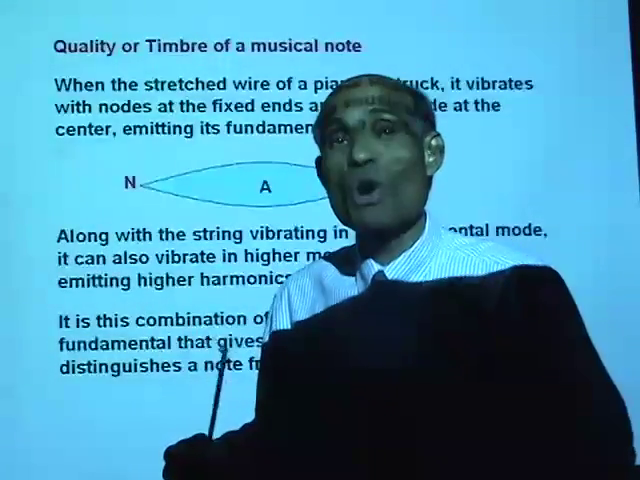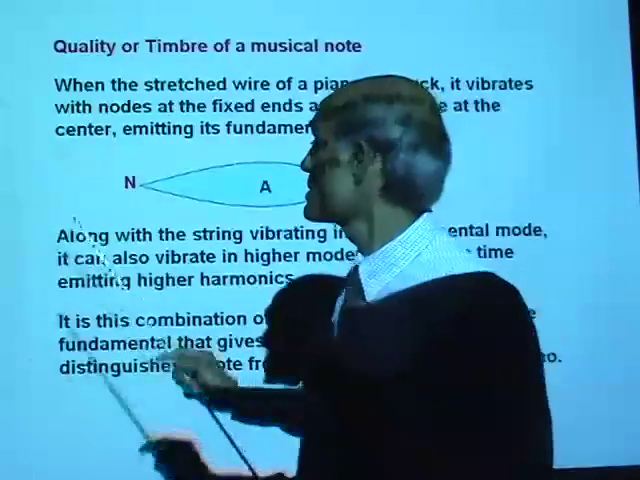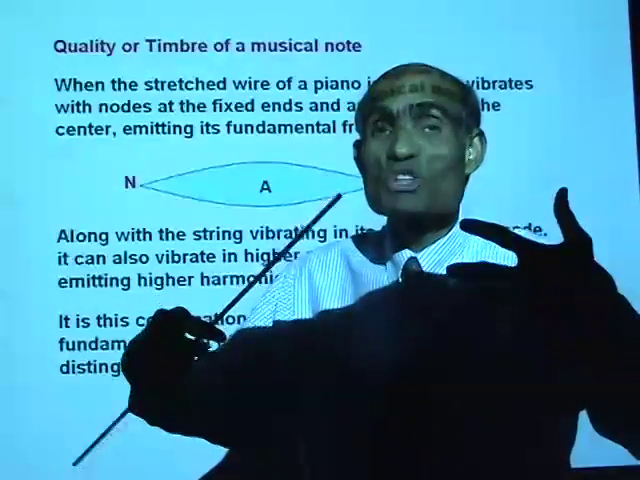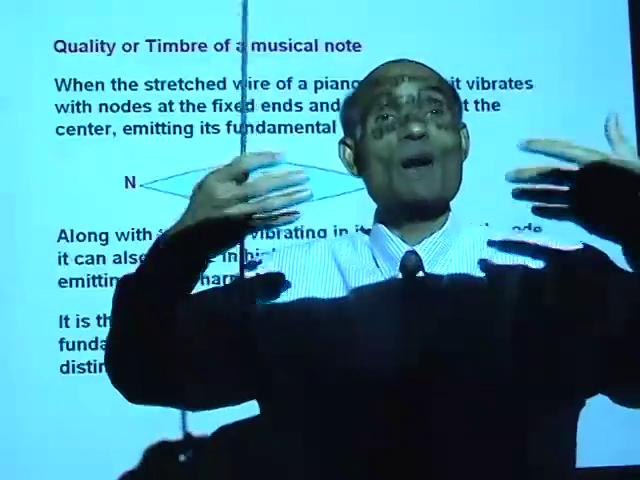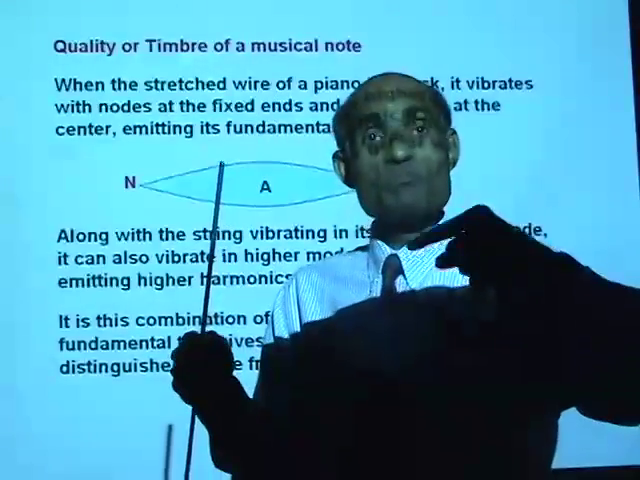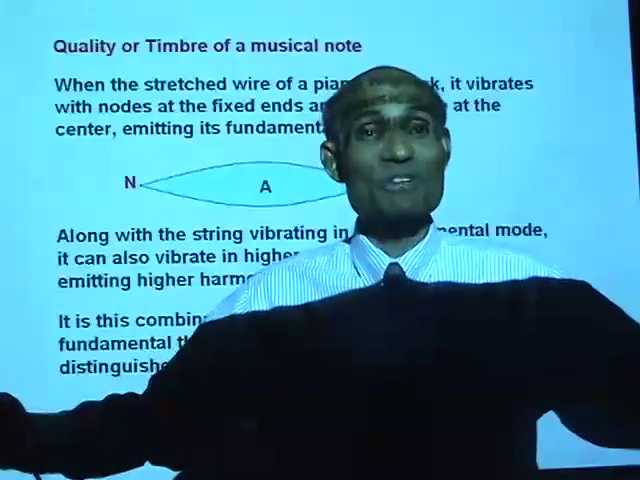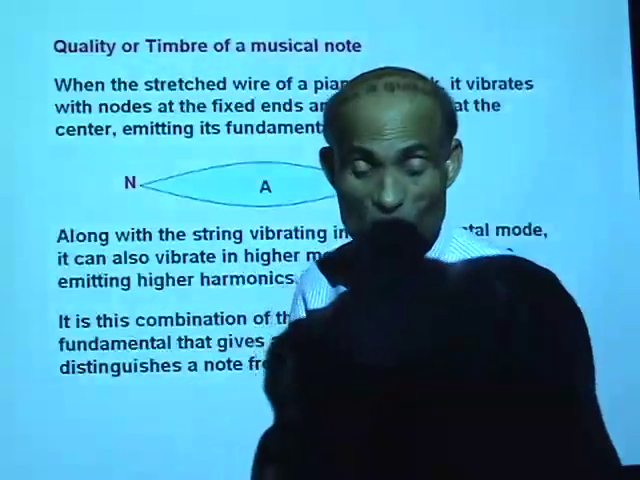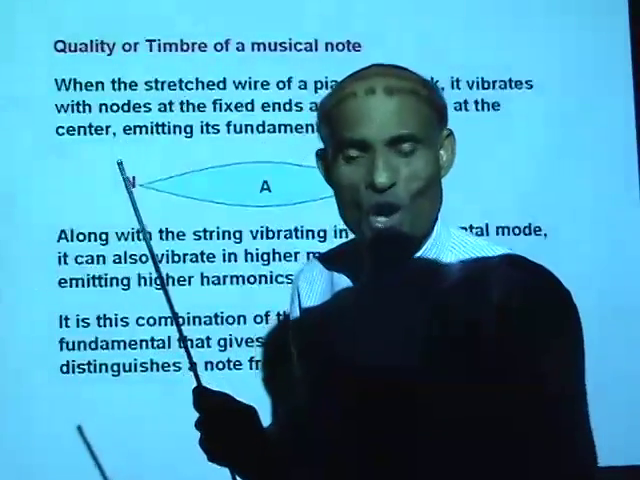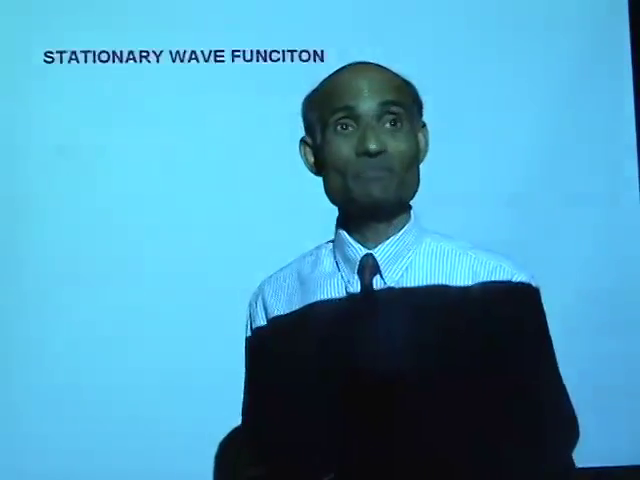And what is the contributing factor for the timbre of a musical note? It is, along with the fundamental, the vibration can also be in the higher harmonics. It is the combination of the higher harmonics. In different musical instruments, the combinations of the higher harmonics will be different. And that difference in the combinations of the higher harmonics produces that particular timbre of the sound that comes from a particular musical instrument. All right?